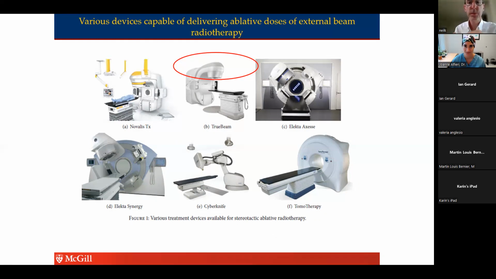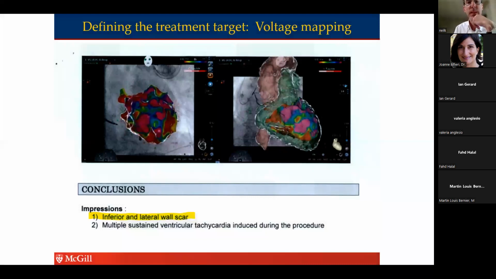We do have Cyberknife at the MUHC. We used to have a tomotherapy unit when we were still at the MGH, but now all of our radiosurgeries are done either on the Cyberknife unit or the TrueBeam linear accelerator. Next slide, please.